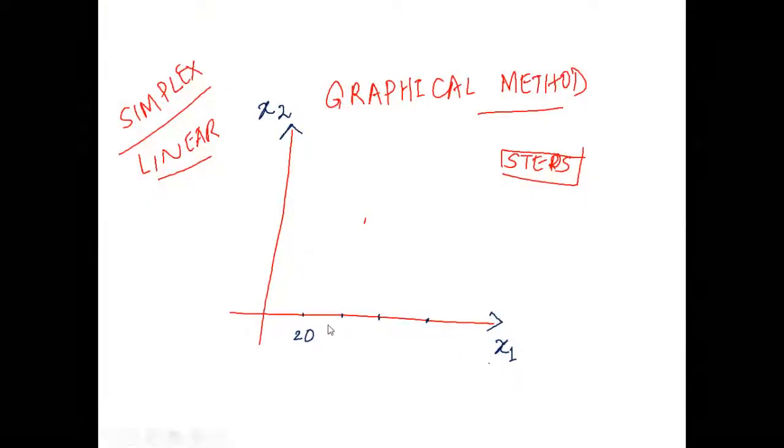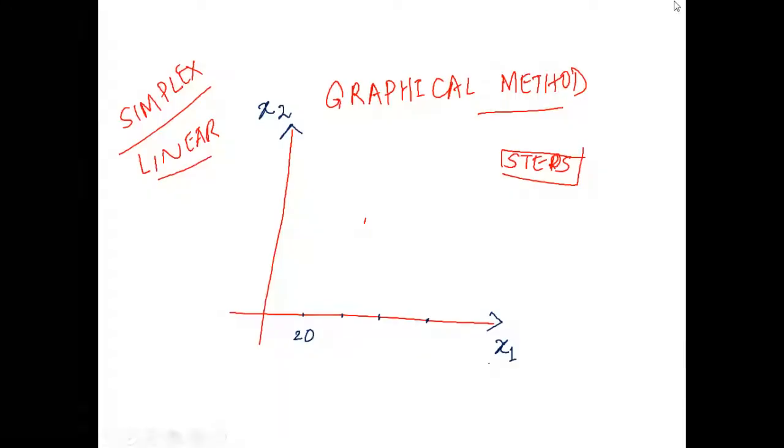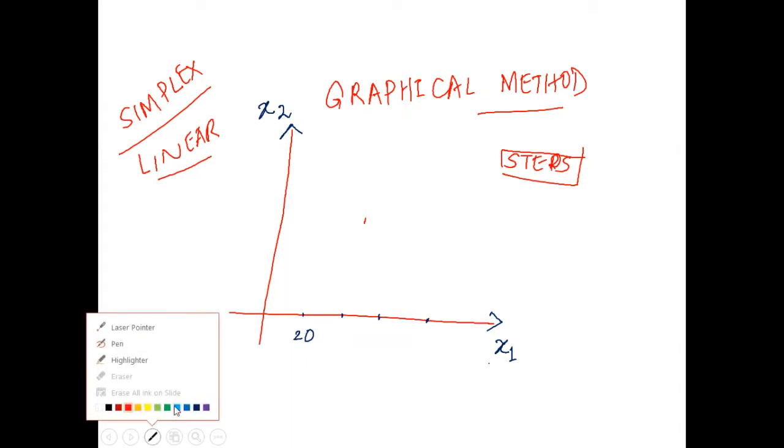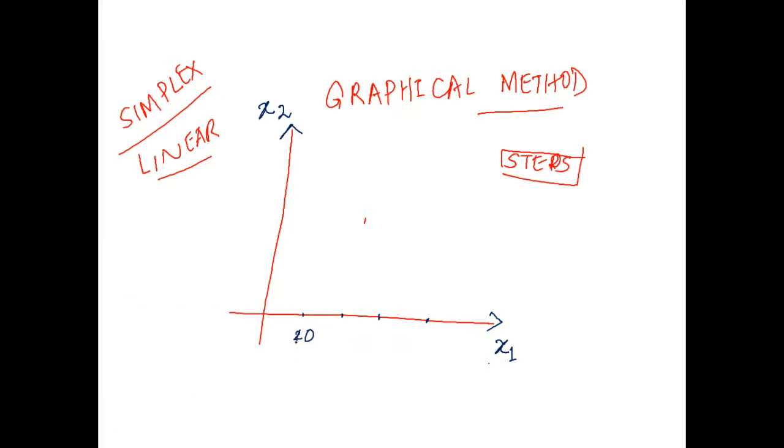So we'll use the same 10, 10. But you have to do it on the graph paper, not on plain paper. When you use the graph paper, you don't have to make these calibrations yourself. It will be done. So this is 10, then 20, 30, 40, and so on.